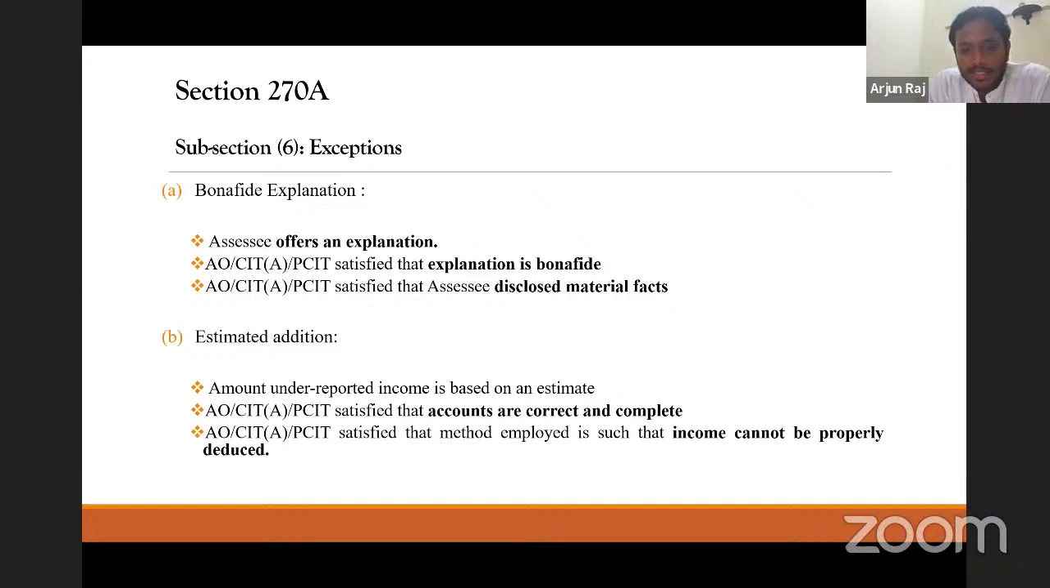Second scenario is an estimated addition. Here, the estimated addition is basically a scenario where the addition is made by an estimate by the AO, and still the accounts are properly maintained, complete to the satisfaction of the AO, and the AO is satisfied that the income cannot be properly deduced by the method employed by the assessee. Only in such event, the particular limb can be invoked to say that it falls within the exception. So, in the scenarios where AOs estimate the income, where the assessee has not furnished its books of accounts, or the books of accounts furnished by the assessee have been rejected by the AO, the assessee would not be able to harp on this limb to claim exception.